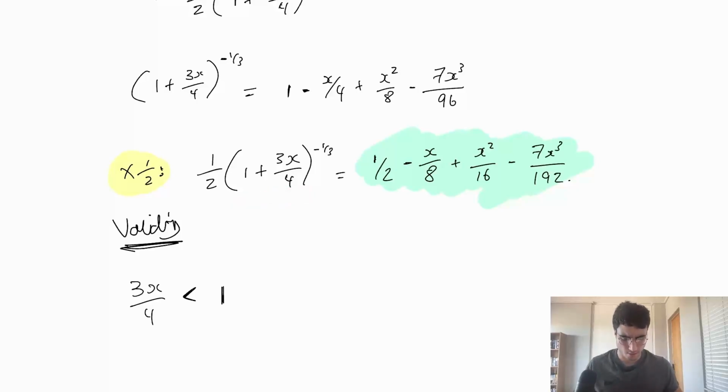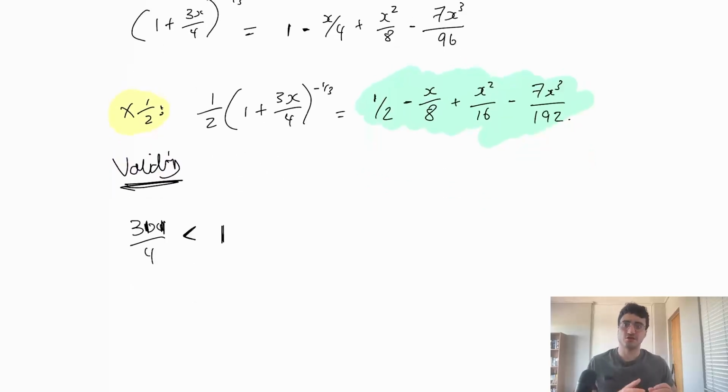Okay, or to be even more precise, 3 times the absolute value of x. So as a result, what does that mean? We have 3 times the absolute value of x being smaller than 4. Therefore, the absolute value of x, our magnitude, must be smaller than 4 over 3. Okay, so that is how we're going to do our validity.